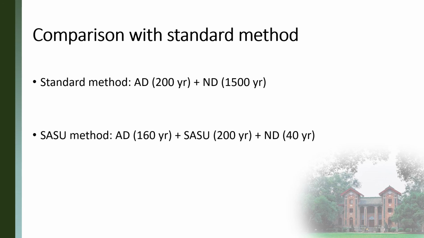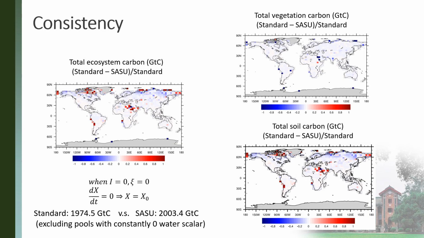We compare the SASU method with the standard method with regard to consistency, stability, and efficiency. We compare how different their steady-state carbon storages are. We found in most grid cells, they have a similar amount of ecosystem carbon storage. There are several grid cells with a large discrepancy, which are mostly located at high latitudes or dry regions. Soil carbon contributes most of the discrepancy.